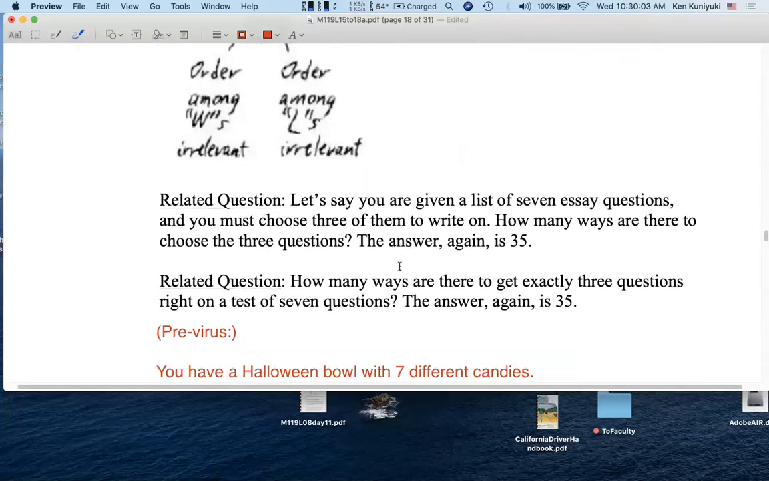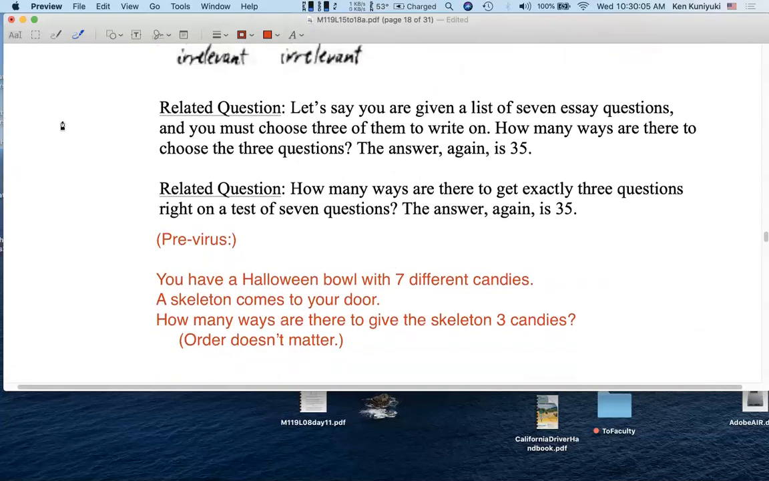Here are some related questions, which also lead to 7C3, or 35. Let's say you're given a list of 7 essay questions in an English class, and you must choose 3 of them to write on. And it doesn't matter what order you write them in. How many ways are there to choose the 3 questions? Well, 7 choose 3, or 7C3, which is 35.